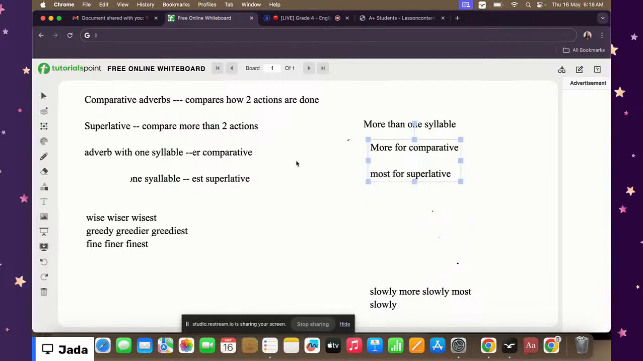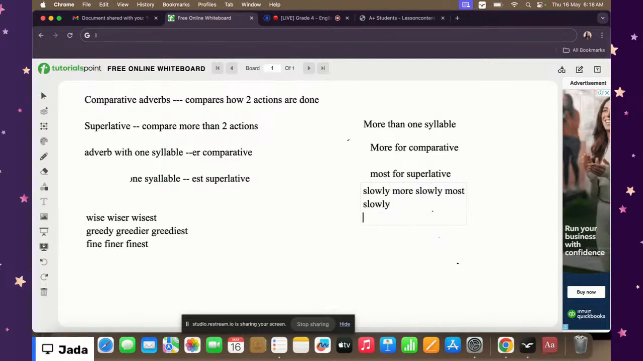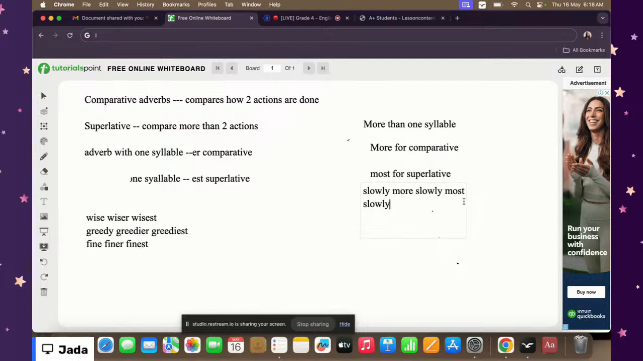This other side is one syllable, and one syllable has wise, wiser, wisest, great, greater, greatest. But once you have more than one, it becomes this: slowly, more slowly, most slowly, okay? So this is the pattern that it follows.